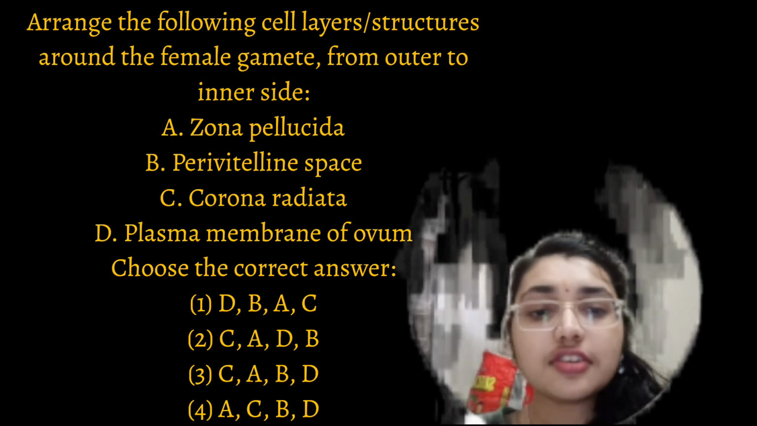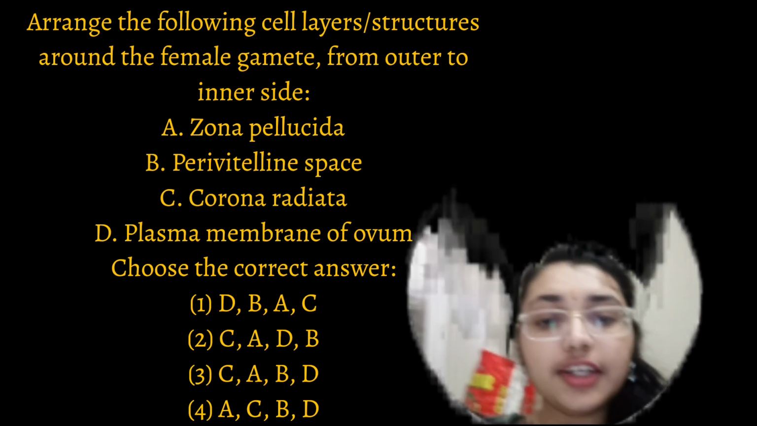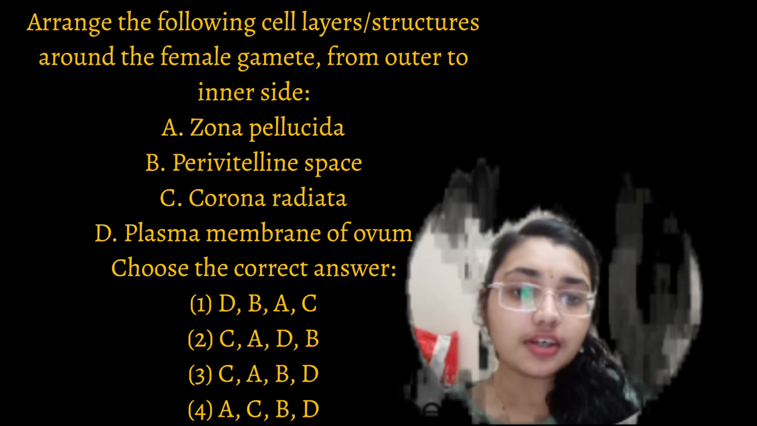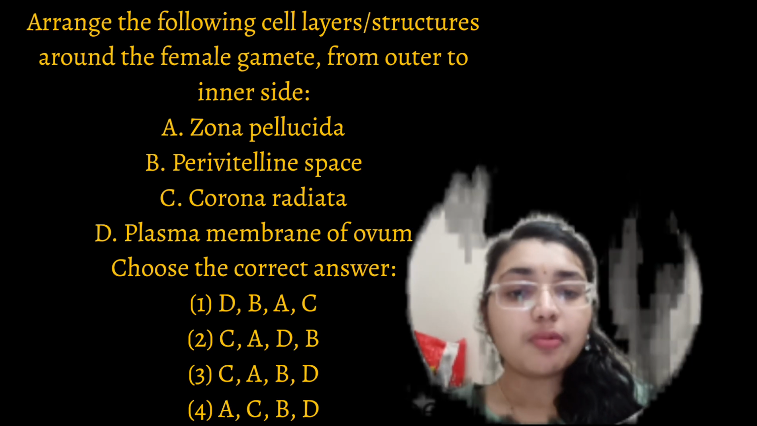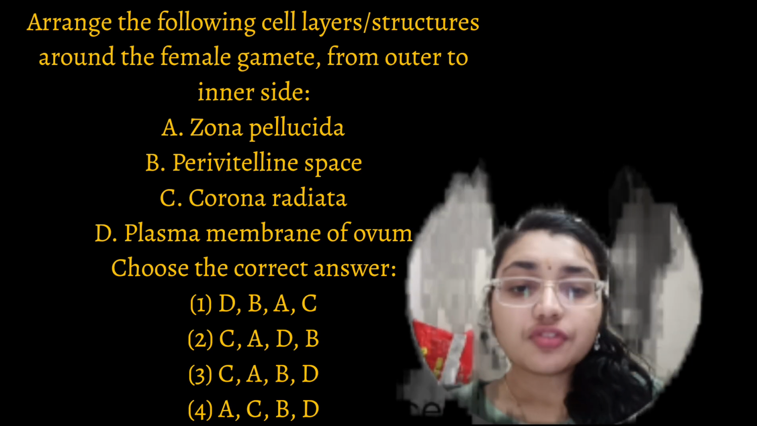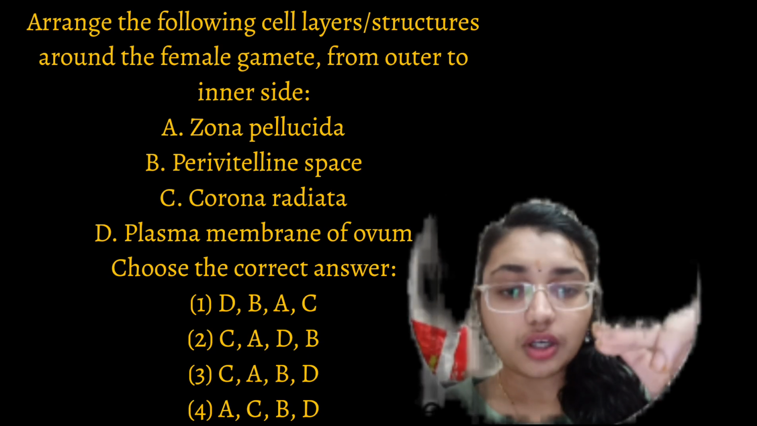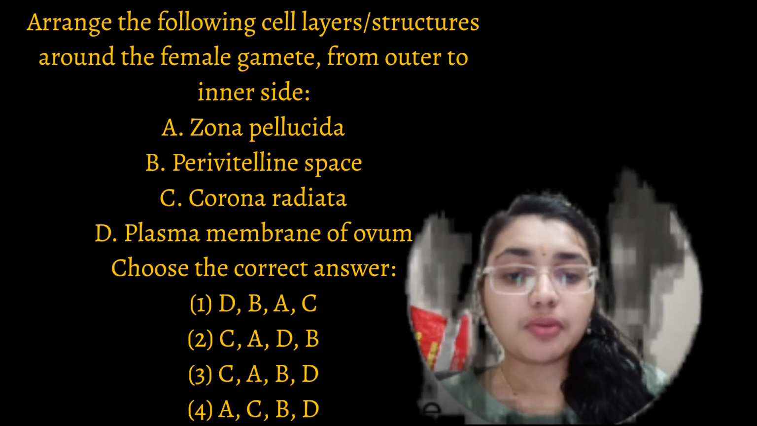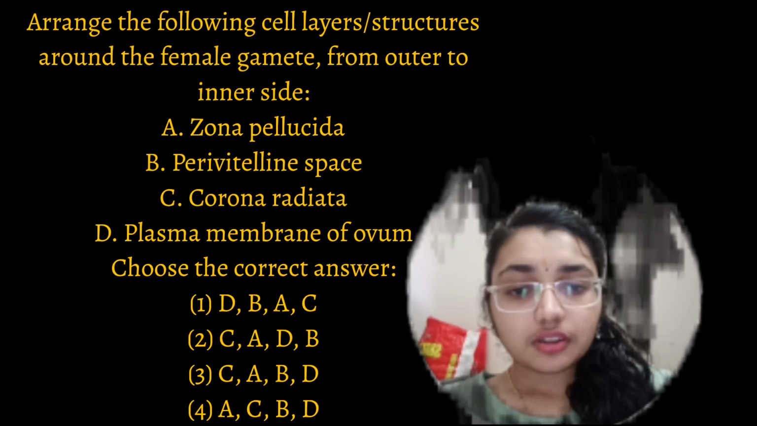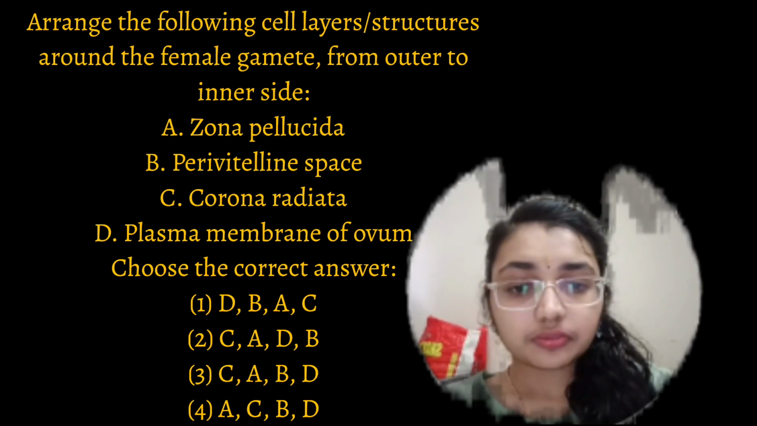So first is C, that is corona radiata, then zona pellucida, then perivitelline space, and last is the plasma membrane of the ovum. The order is from the corona radiata to the zona pellucida, then perivitelline space, and then the plasma membrane of the ovum.